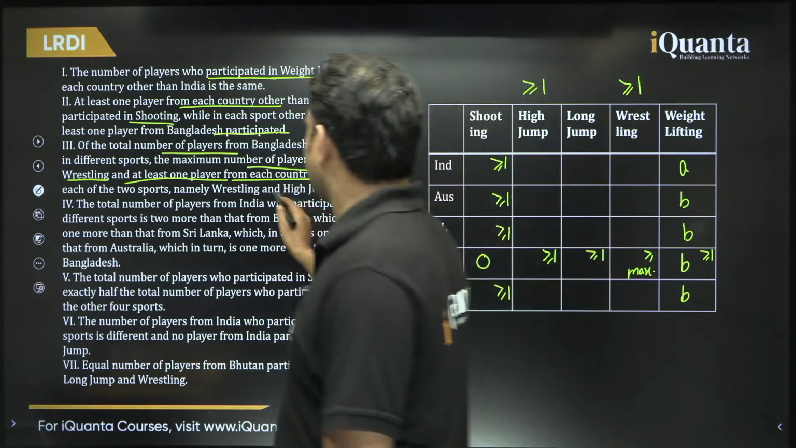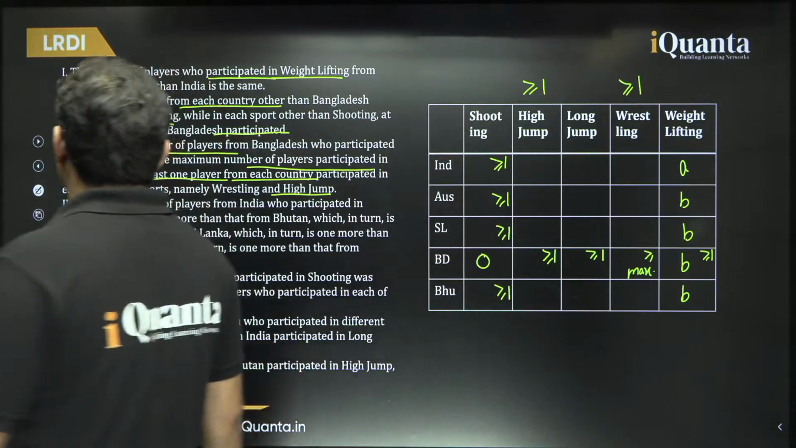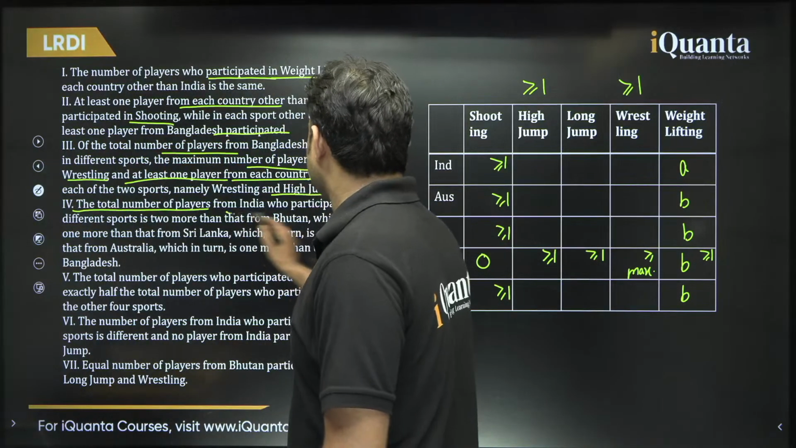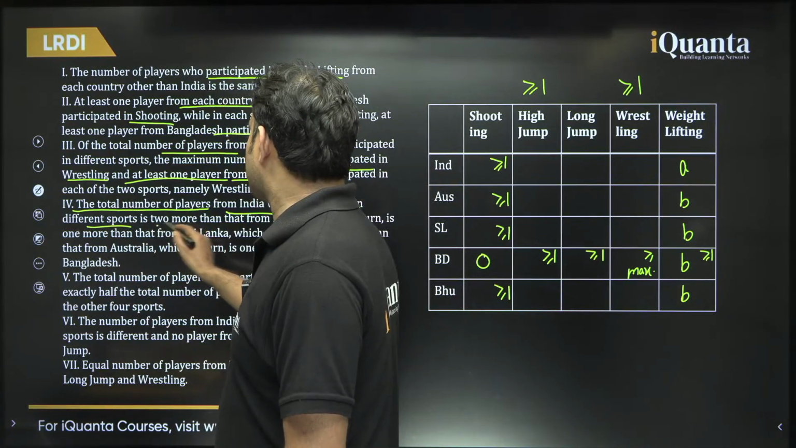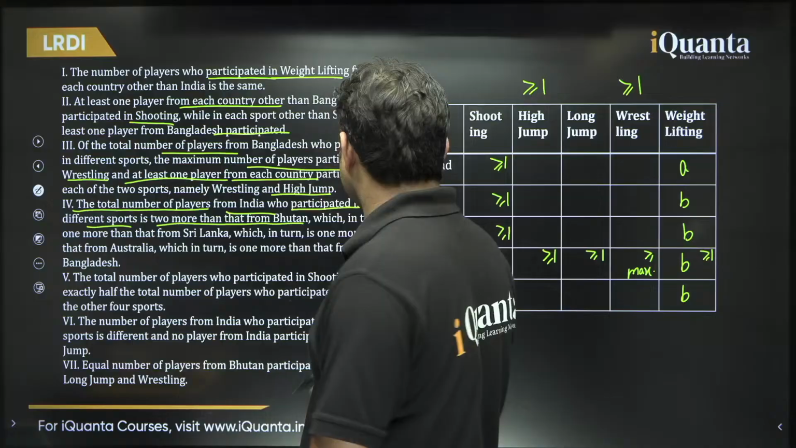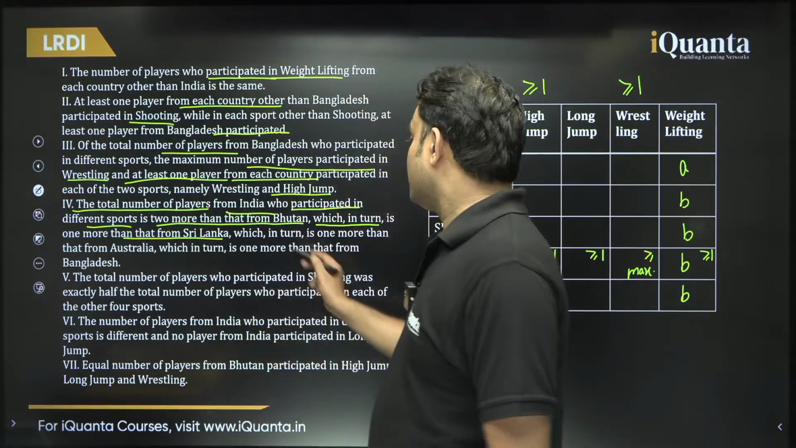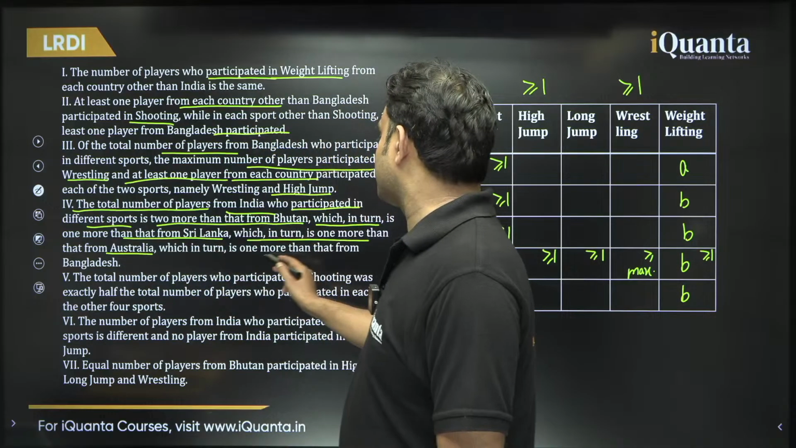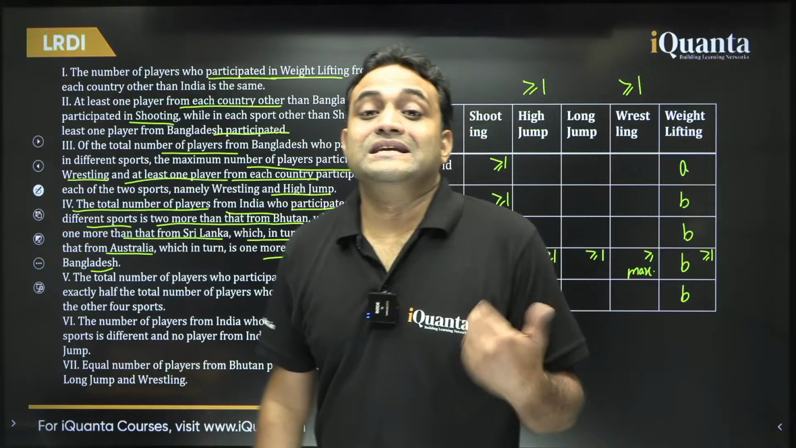Okay, so till here we have used all the information. Point number 4 says the total number of players from India who participated in different sports is 2 more than that of Bhutan, which in turn is 1 more than that of Sri Lanka, which in turn is 1 more than that of Australia, which in turn is 1 more than that of Bangladesh. So, Bangladesh has the least number of players.